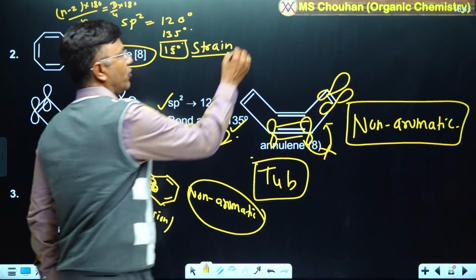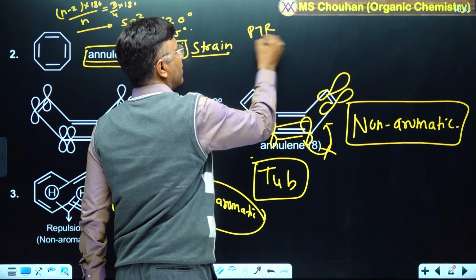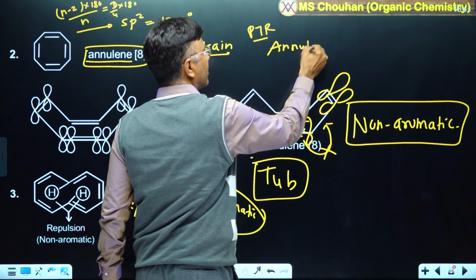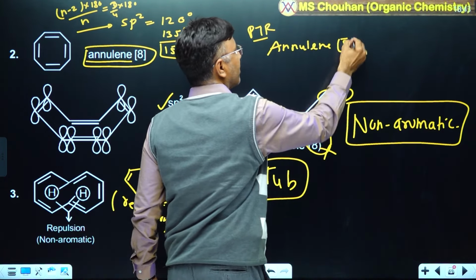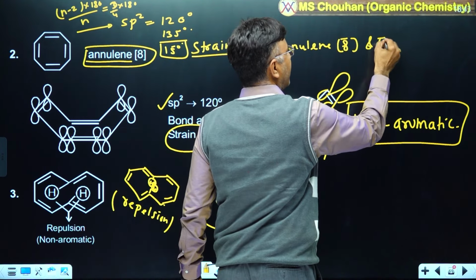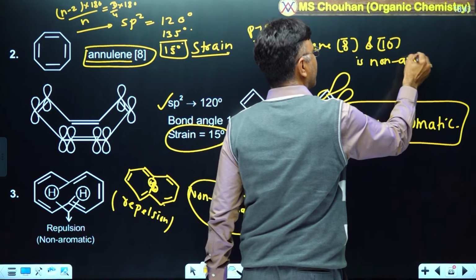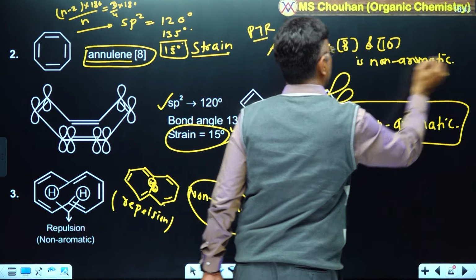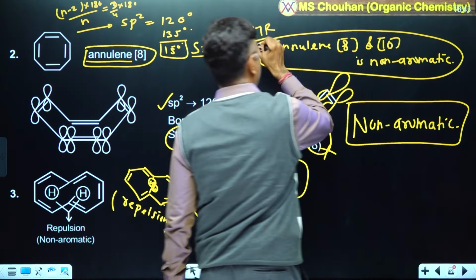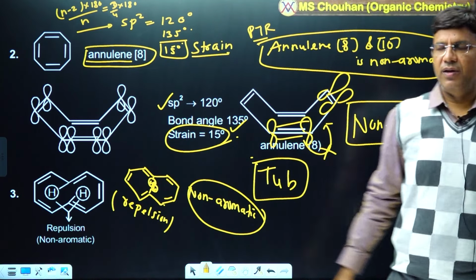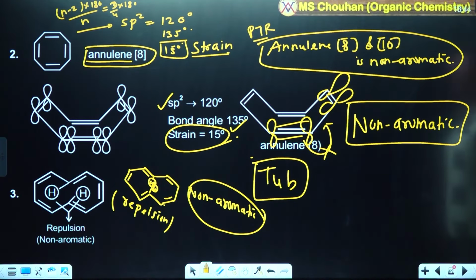In short, a point to remember: annulene 8 and annulene 10 are non-aromatic. Got it? You have to remember this point. Write in your notes: annulene 8 and annulene 10 are non-aromatic.